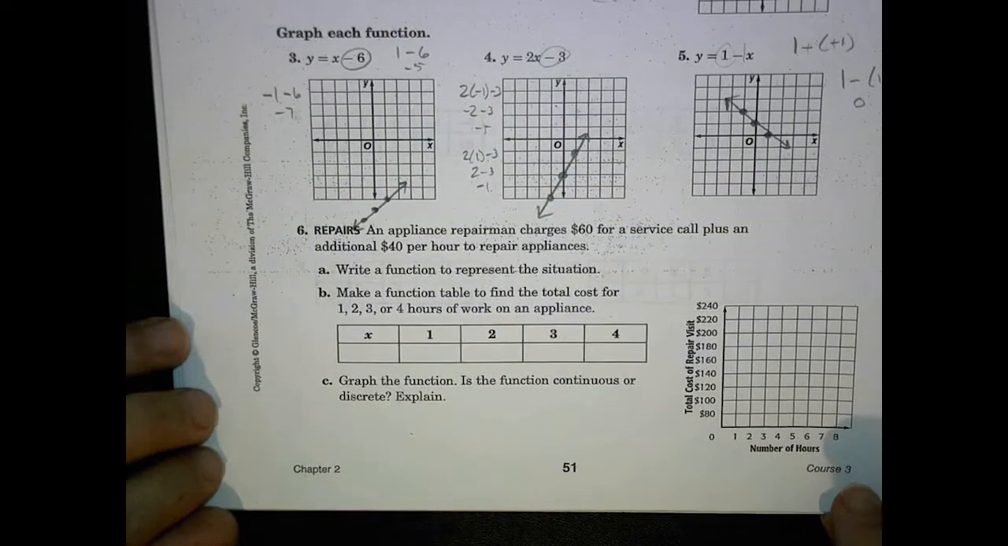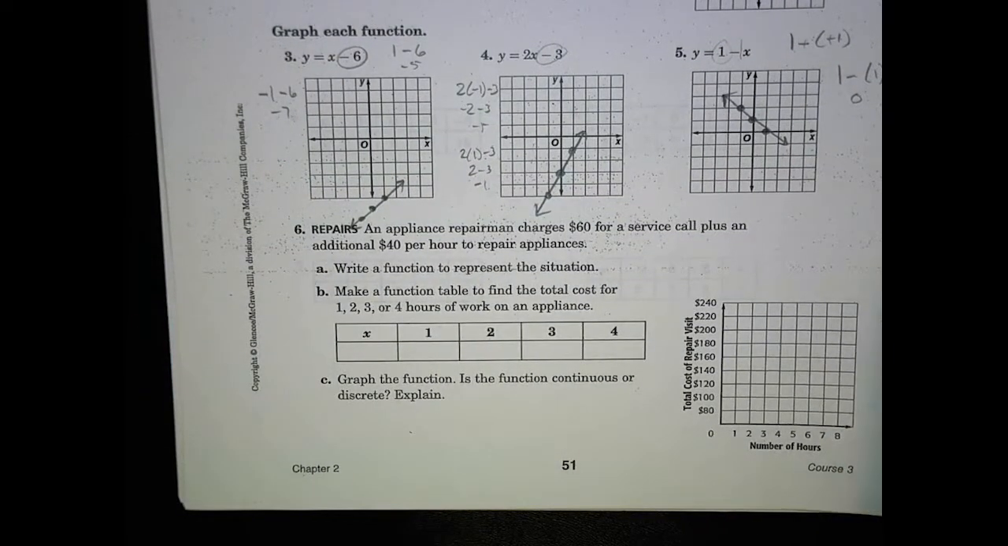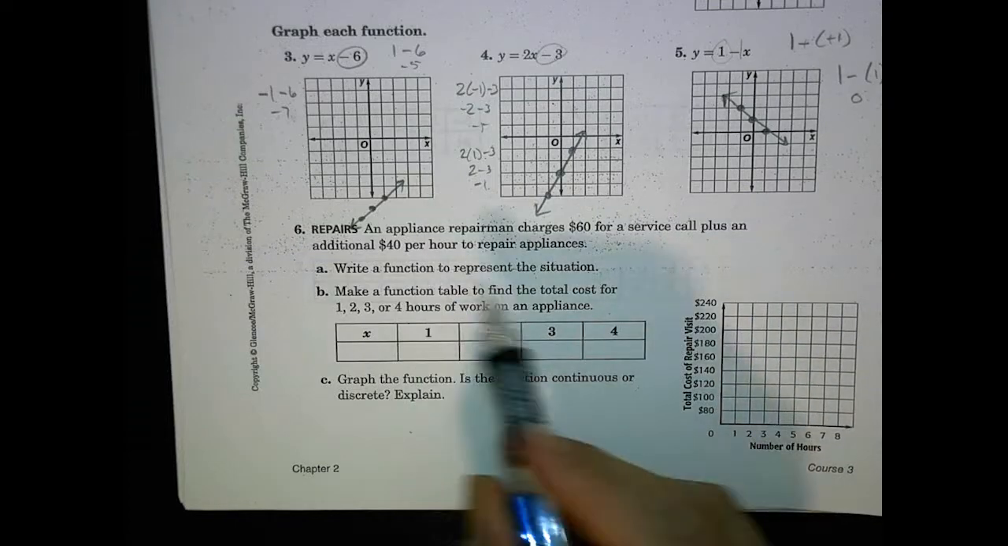All right, the last one's a word problem. I'm not going to worry about that one for you today. Hopefully you went through and did that.